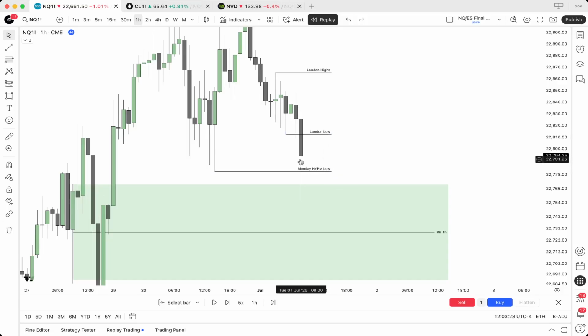When I was looking at Tuesday's market, the biggest thing I wanted to see was some type of pull towards these Monday New York PM session lows, as well as potentially filling some type of liquidity at this 1 hour breaker block that had formed from that 9 a.m.